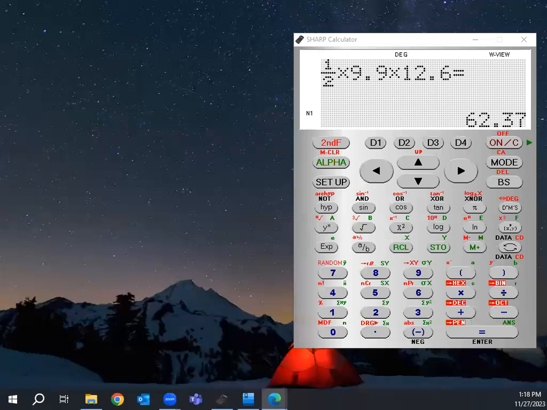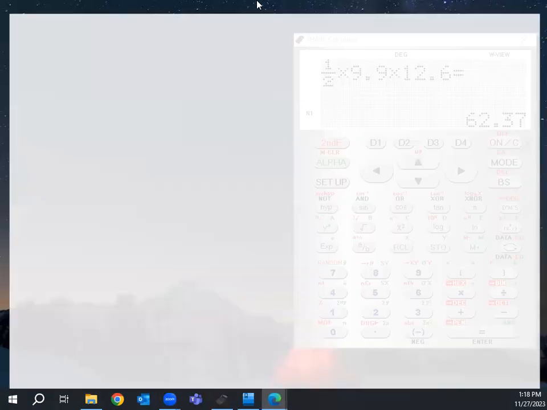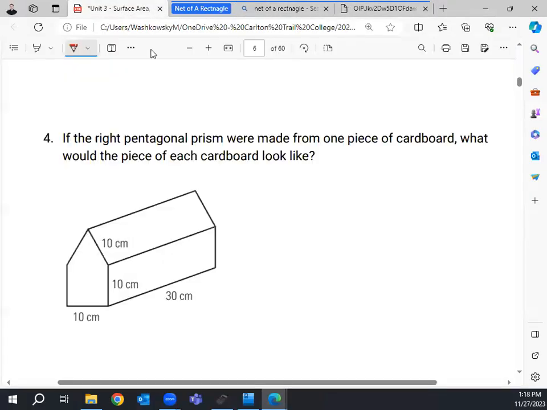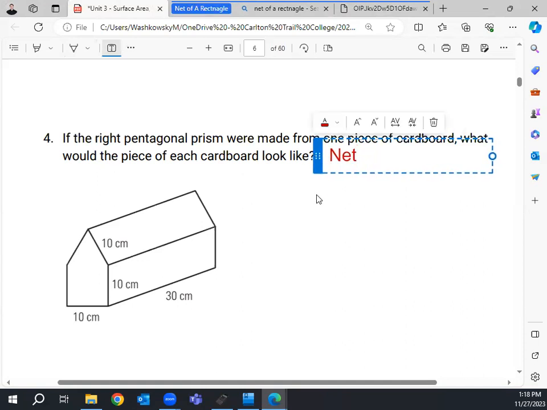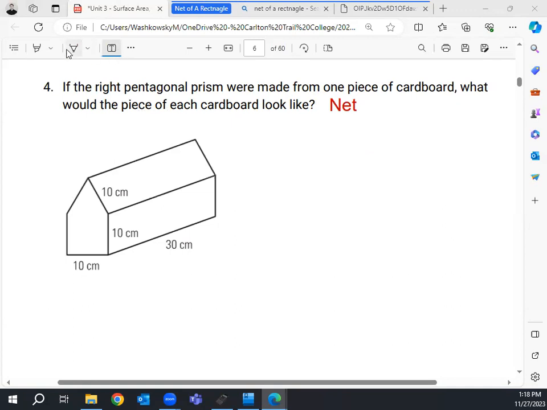So what it wants us to do here, and this is a tricky skill, just like graphs, where you're not just going to be an instant graph expert. Nets are a little bit of a tricky skill to get, but what it wants me to know is what would the piece of cardboard look like? What would the net look like? That's what it wants you to draw, the net. So let's actually do that here.